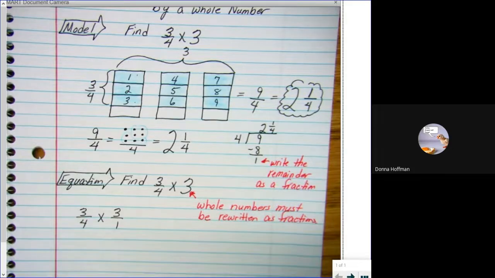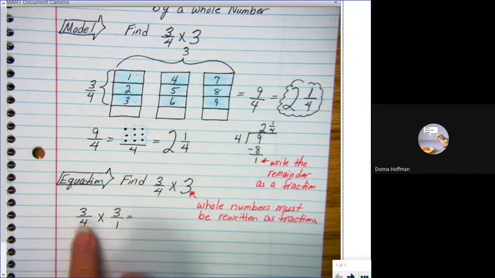So whole numbers must be rewritten as fractions. Here's the easy part. You just place it over top of 1. That's all you do. You put a 1 underneath. And here's the reason why. Your denominator is 1 because if you only need 1 piece to make a whole and you have 3 of them, then how many wholes do you have? You still have 3 wholes. You haven't changed the value of it. You've just represented it and rewritten it differently.